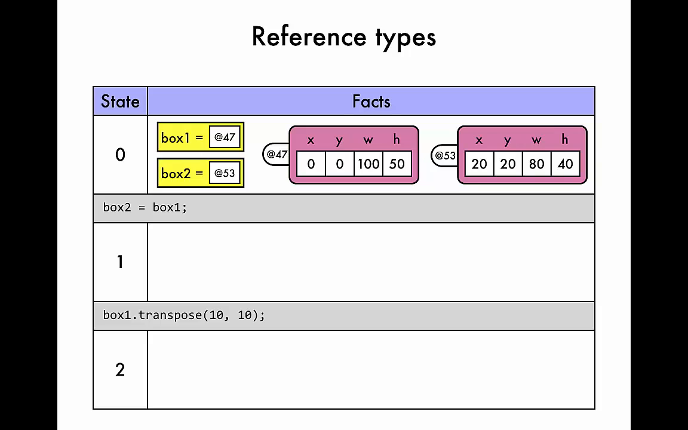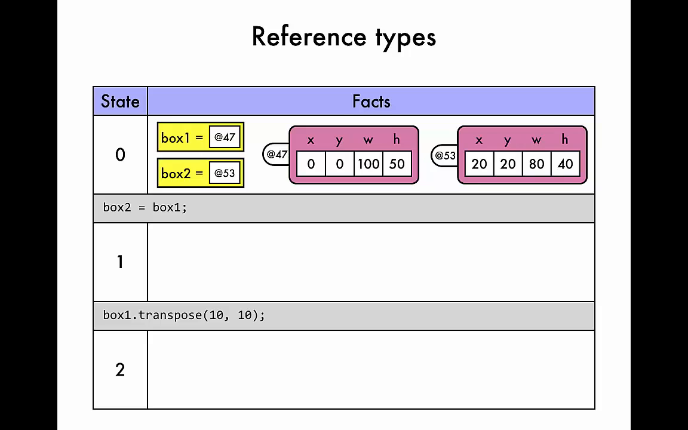Now we've got an example using reference types. Rectangles are mutable objects, which means their state can be modified. Variables box1 and box2 are reference variables, so their values on the stack are addresses that refer to specific rectangles on the heap. In this case, box 1 refers to the rectangle with coordinates 0, 0 and dimensions 100, 50. Box 2 refers to the rectangle with coordinates 20, 20 and dimensions 80, 40.